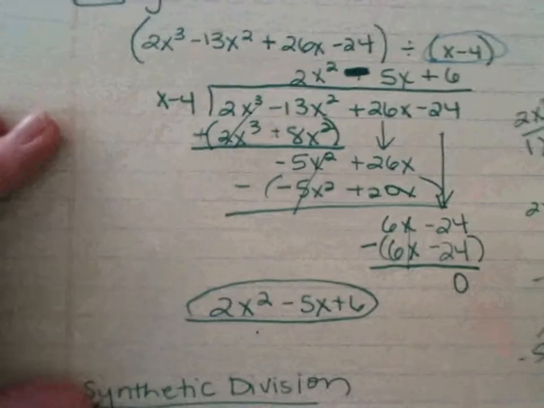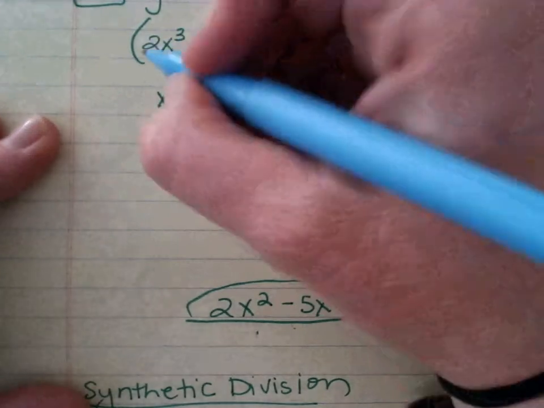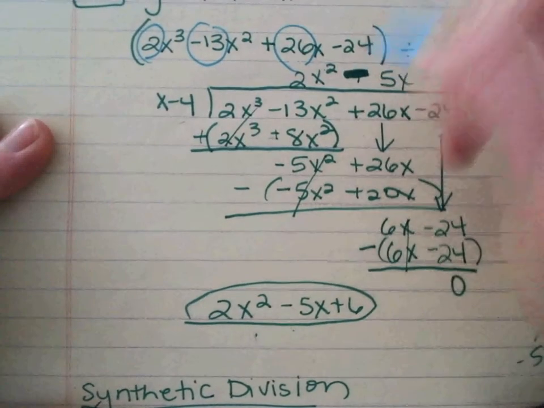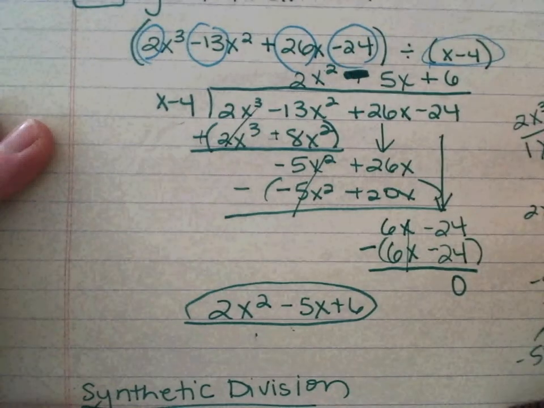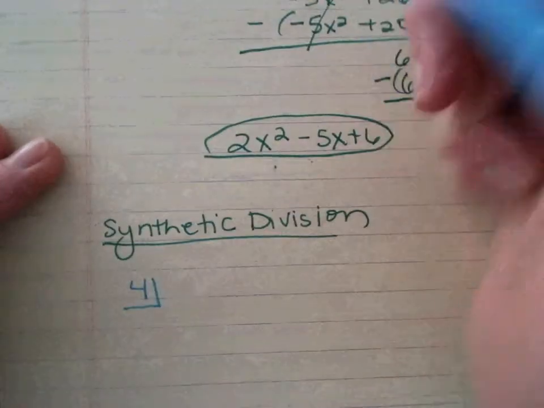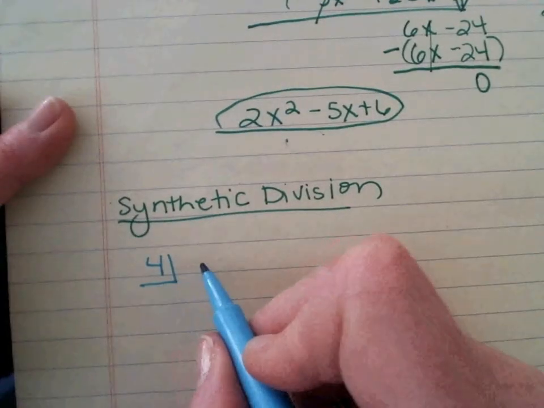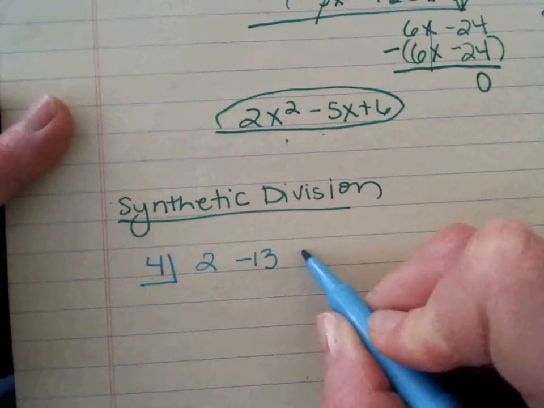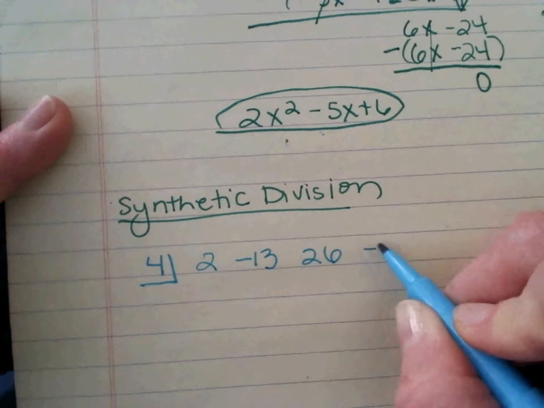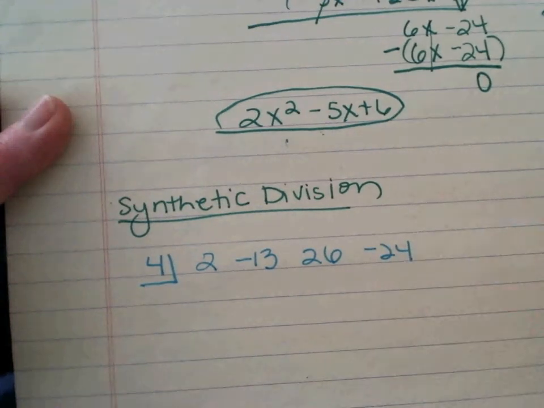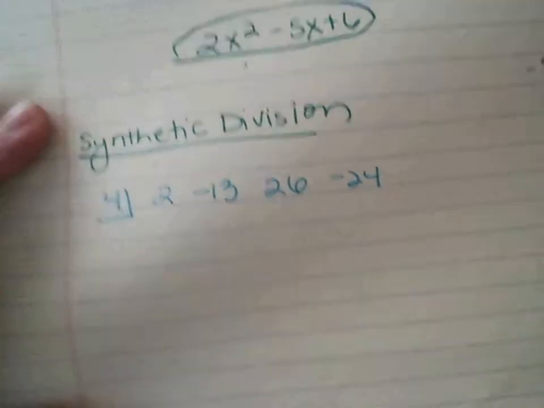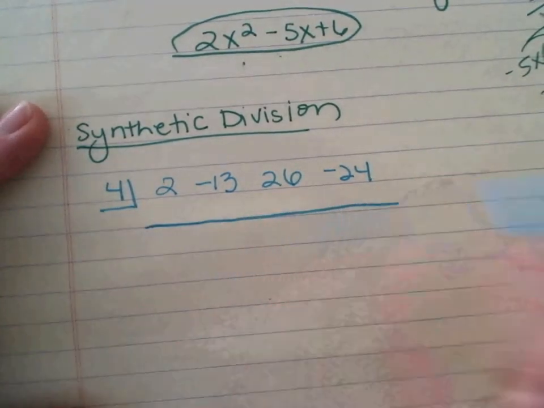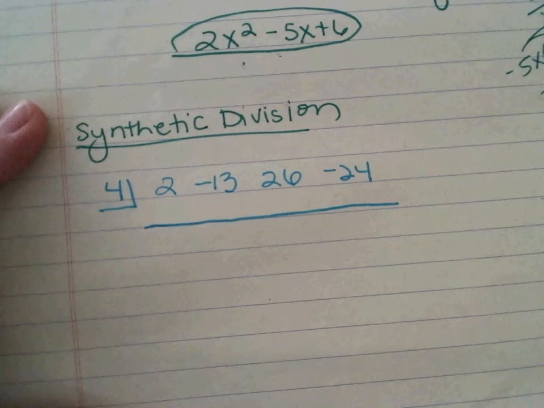Our coefficients here are 2, negative 13, 26, and negative 24. So I'm going to write those directly next to my box. So 2, negative 13, 26, and negative 24. I'm going to give myself a gap, and then I'm going to make my long equal sign.